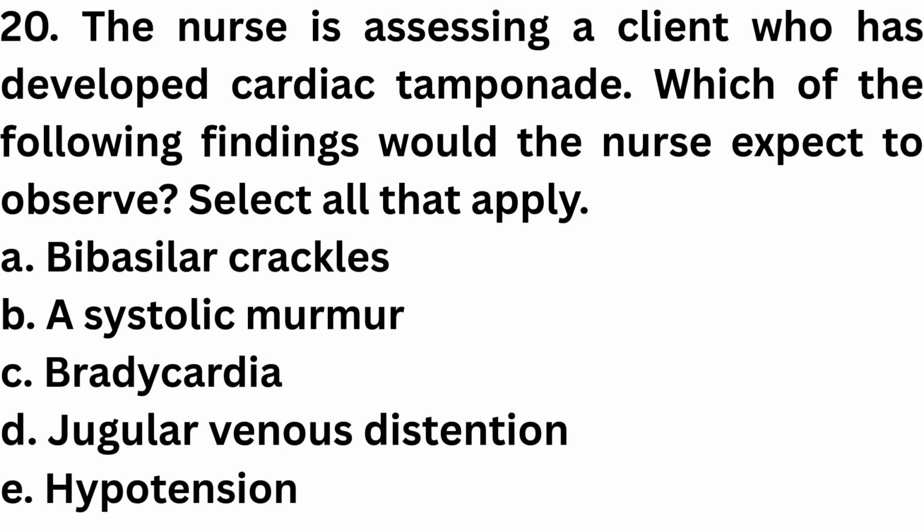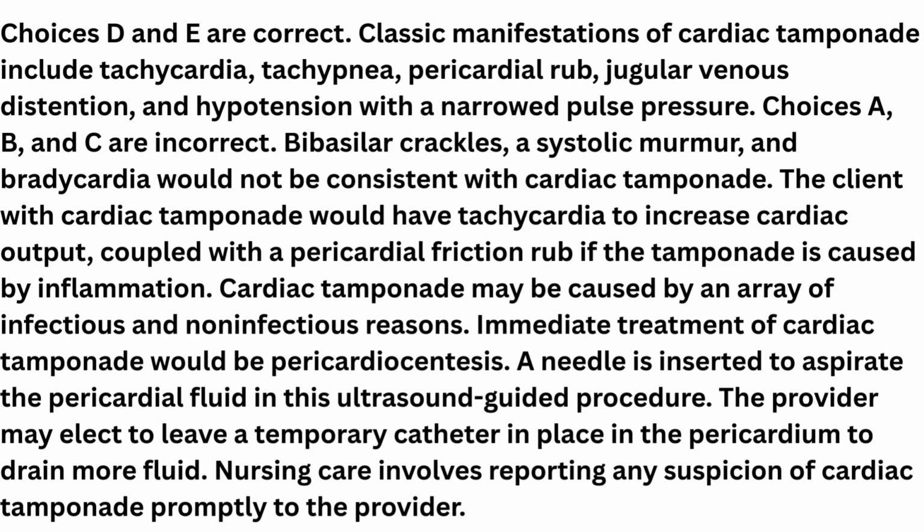20. The nurse is assessing a client who has developed cardiac tamponade. Which of the following findings would the nurse expect to observe? Select all that apply. A. Bibasilar crackles. B. A systolic murmur. C. Bradycardia. D. Jugular venous distension. E. Hypotension. Choices D and E are correct.